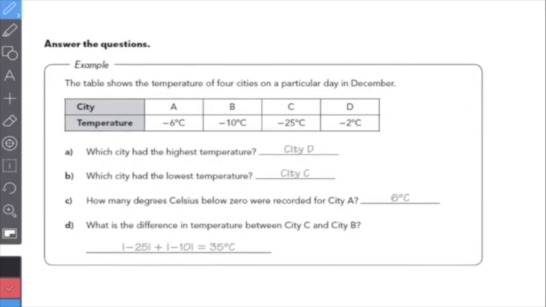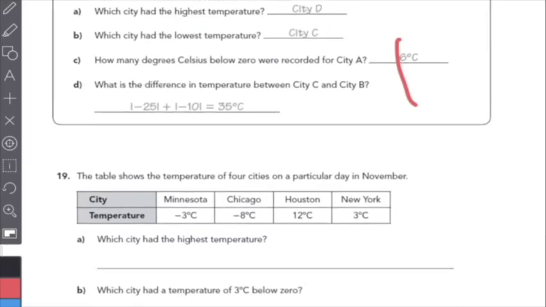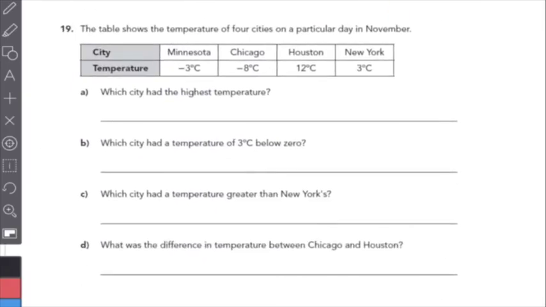Okay, so I gave you an example at the top up here, and then here's our work. I'm not going to go over the example; you guys could look at that. But it says this: which city had the highest temperature? So you look at each one, and you find the biggest number. In this one, you have a negative, and then you have two positives. So the 12 is going to be higher. So Houston's the biggest, or highest, I'm sorry.